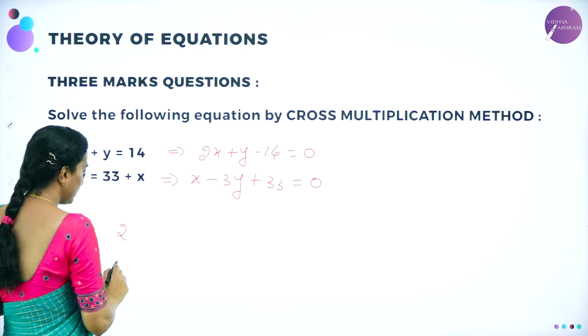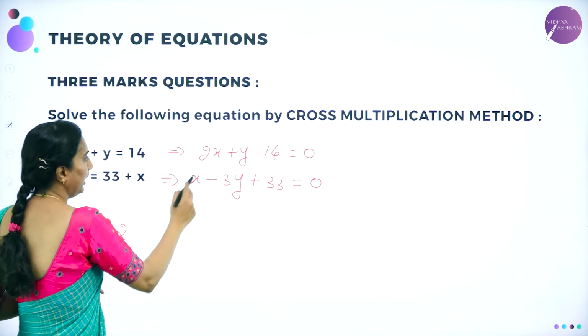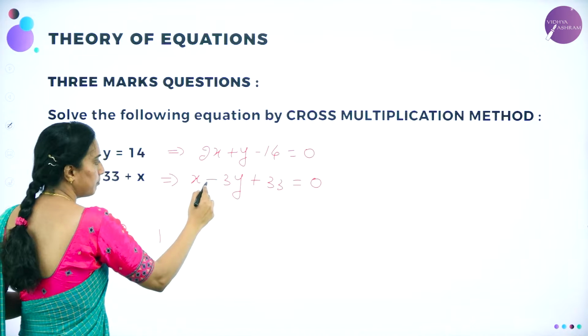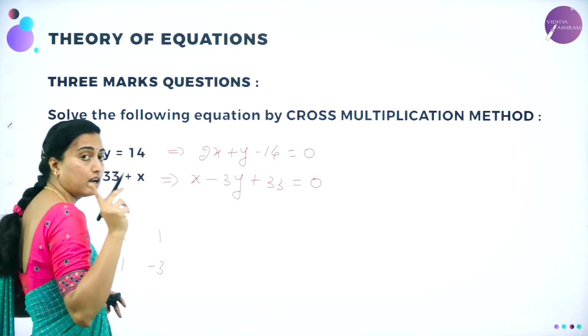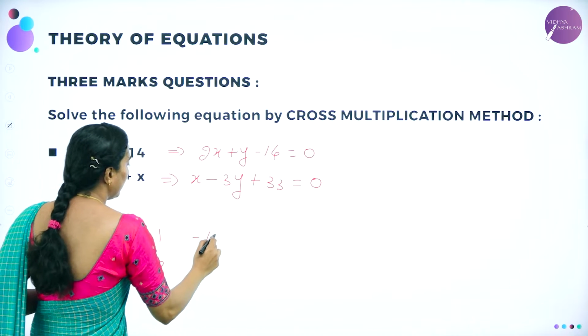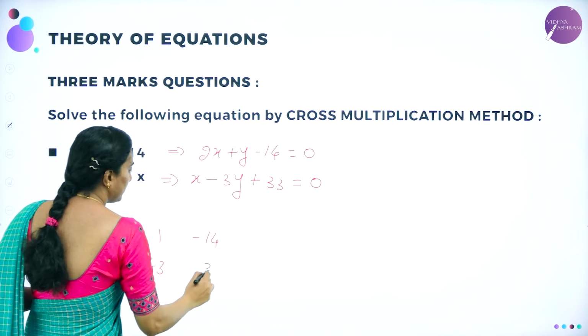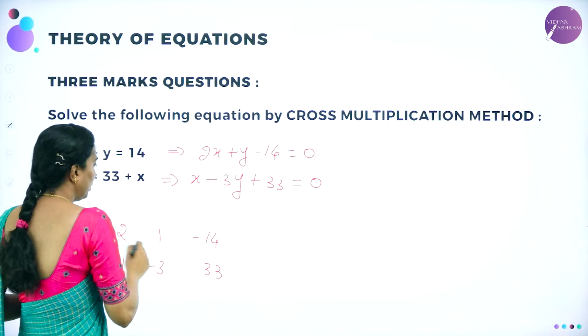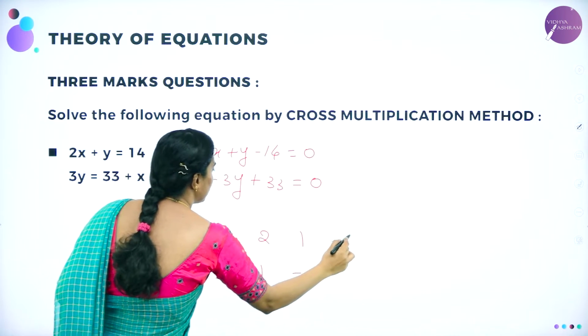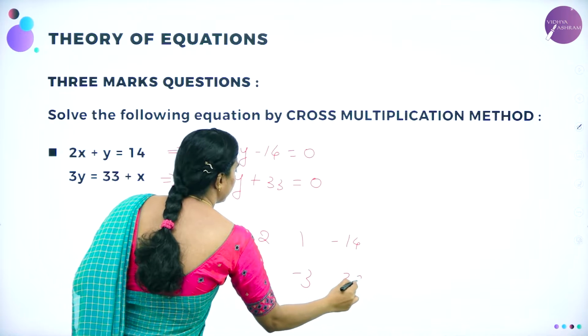Here the coefficient of x is 1, 1 below the other: a1, a2, b1, b2. The coefficient of y is 1, and here the coefficient of y is minus 3. You need to consider negative and positive values also. The constant terms are minus 14 and 33. Writing again: 2, 1, 1, minus 3, minus 14, 33.